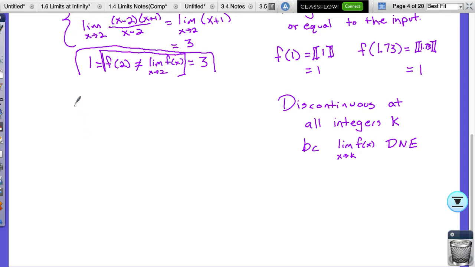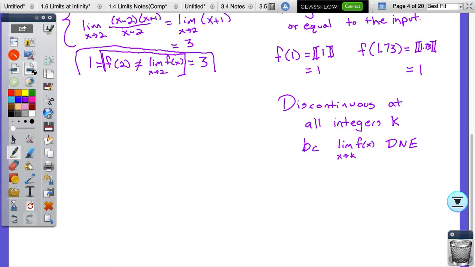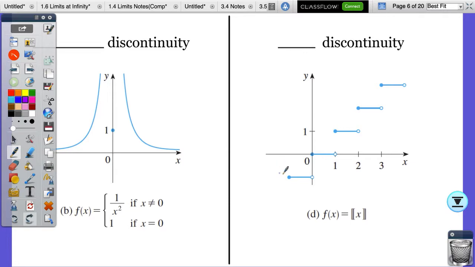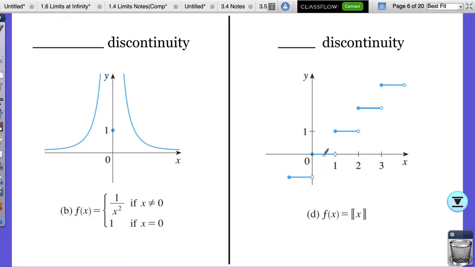All right, because if you flip back over to that graph, which is on the next page for you, when you come from the left and you come from the right of every integer, say 0, as I come from 0 to the left, I'm down at -1. If I go from 0 to the right, I'm at 0. And so those limits don't exist because they're going to 2 different things for every single integer.